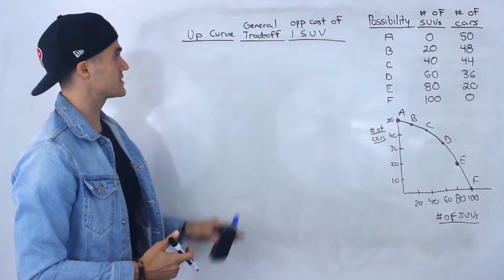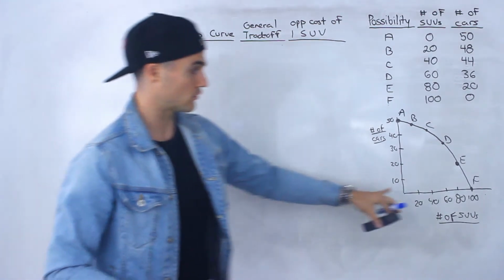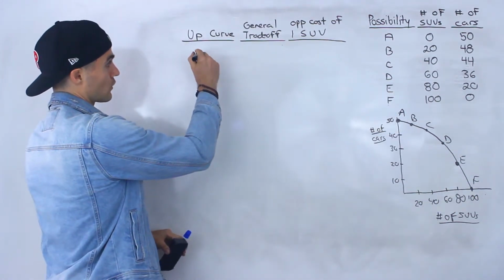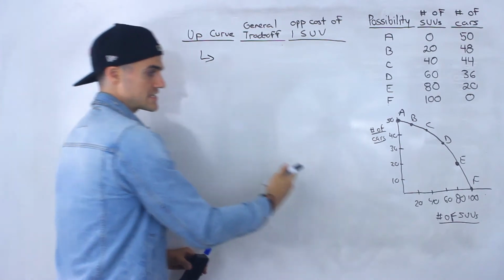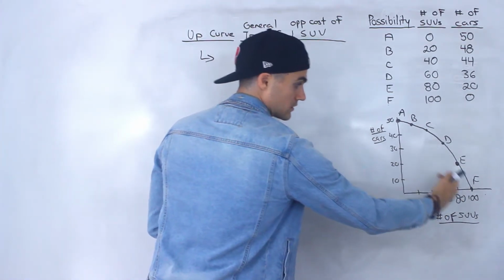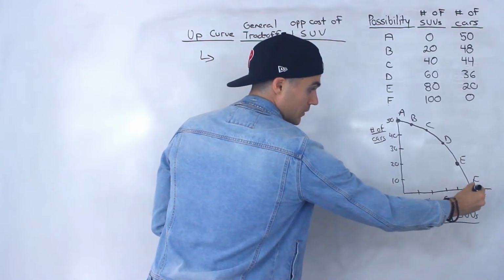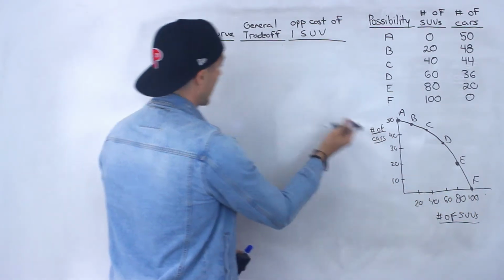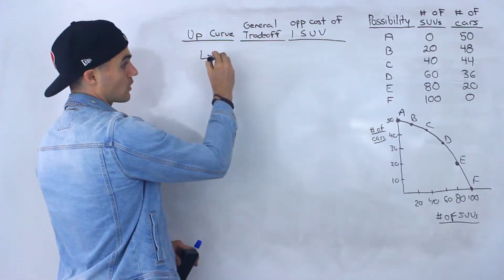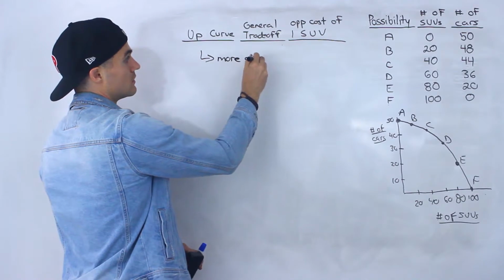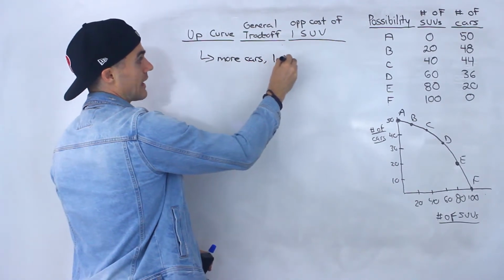Now, what if we go the opposite way? What if we go up the curve this way? Well, if we're going up the curve, notice how there's going to be fewer SUVs produced. We're going to be going to the left on the x-axis, but up on the y-axis. So going up the curve, we're going to have more cars and fewer SUVs.